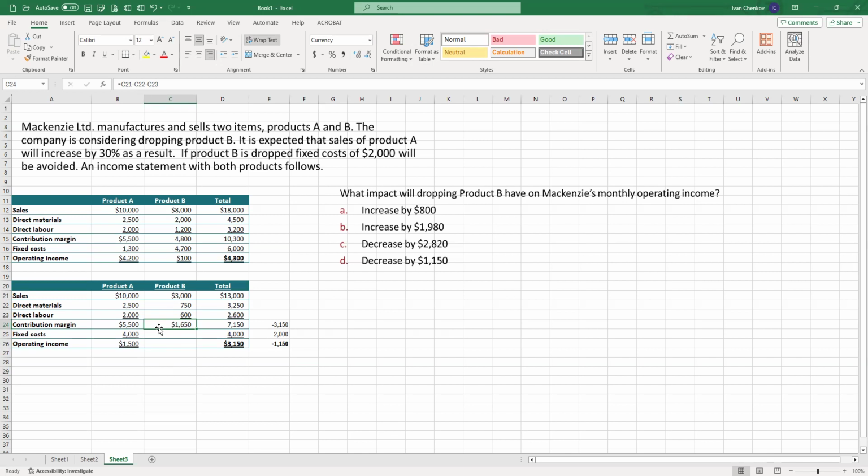That will be how much we're adding. But I'm losing $4,800. Make sense? Yes, Professor. I'm saving 2,000, right? I'm losing 4,800, gone. Correct? That's the contribution margin loss once I get rid of product B. I'm saving 2,000. Correct?